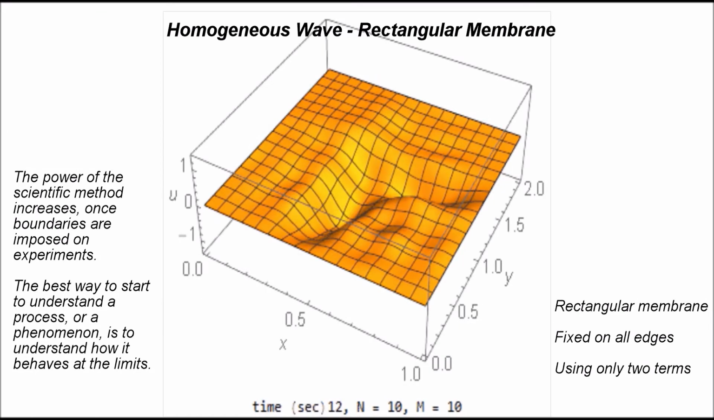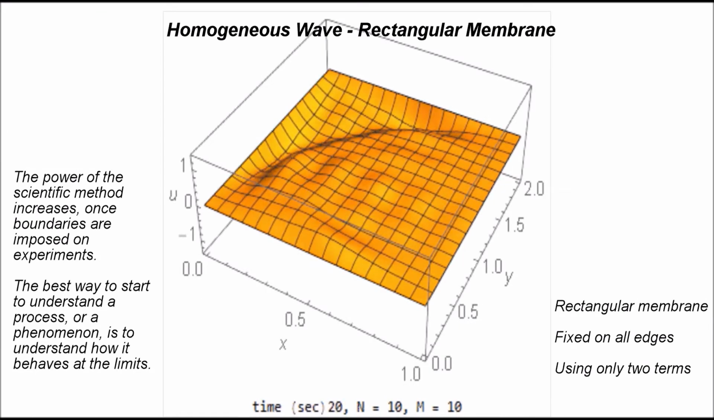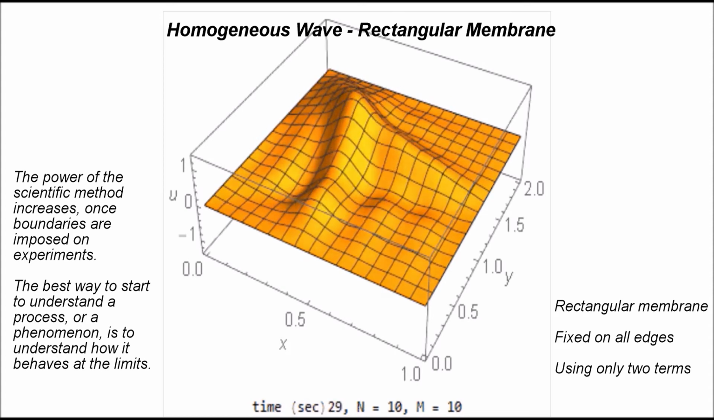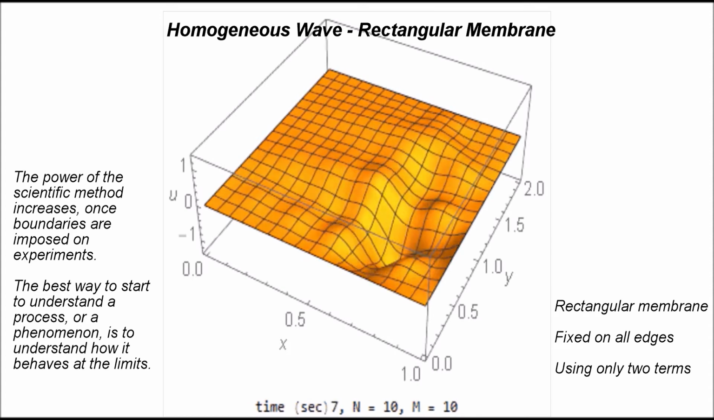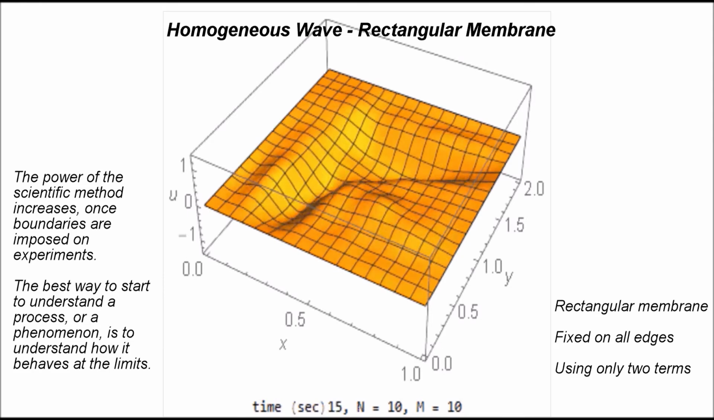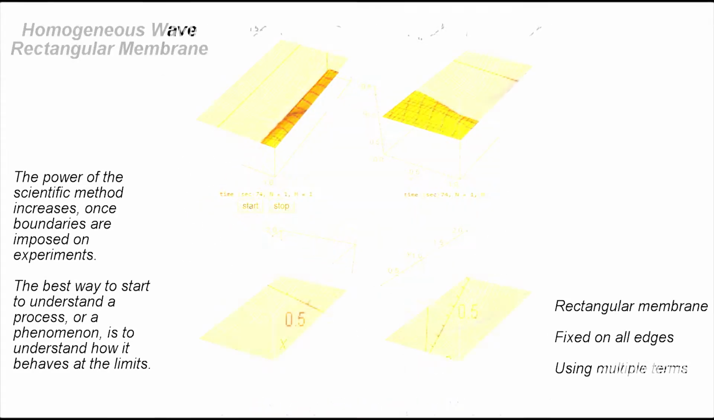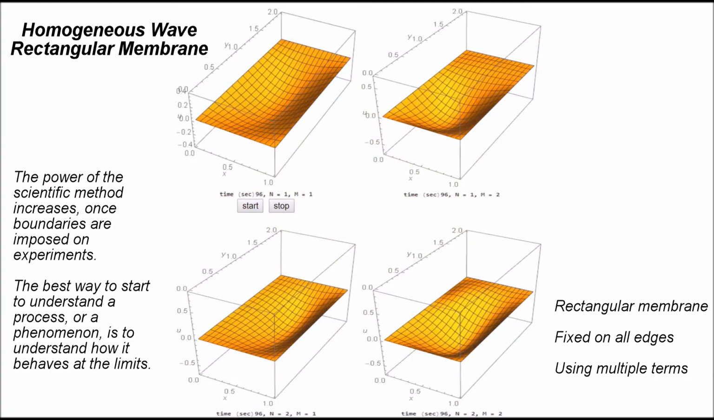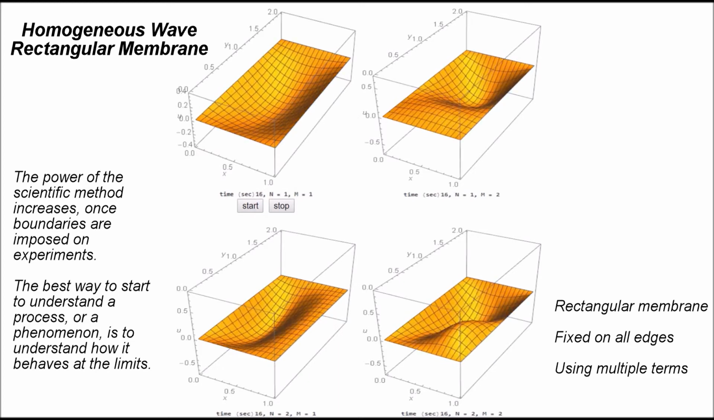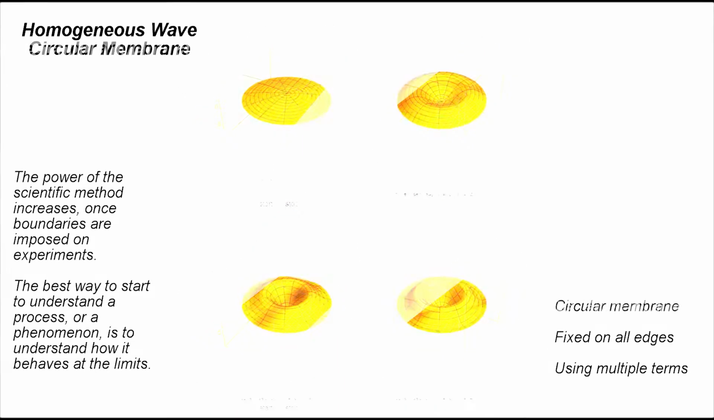During the development of science, it has been observed that the power of the scientific method increases once boundaries are imposed on experiments. Also, we have learned that the best way to start to understand a process, or a phenomenon, is to understand how it behaves at the limits.